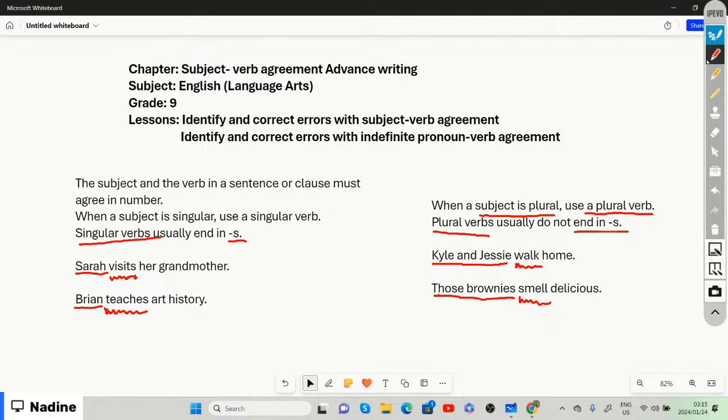So those brownies smell delicious, as well as Kyle and Jesse, they walk home. And like we said, the subject and the verb within a sentence or clause must agree in number, right? So when a subject is singular, we use a singular verb, and singular verbs usually end in S. And when the subject is plural, we use a plural verb, and plural verbs usually do not end in S.